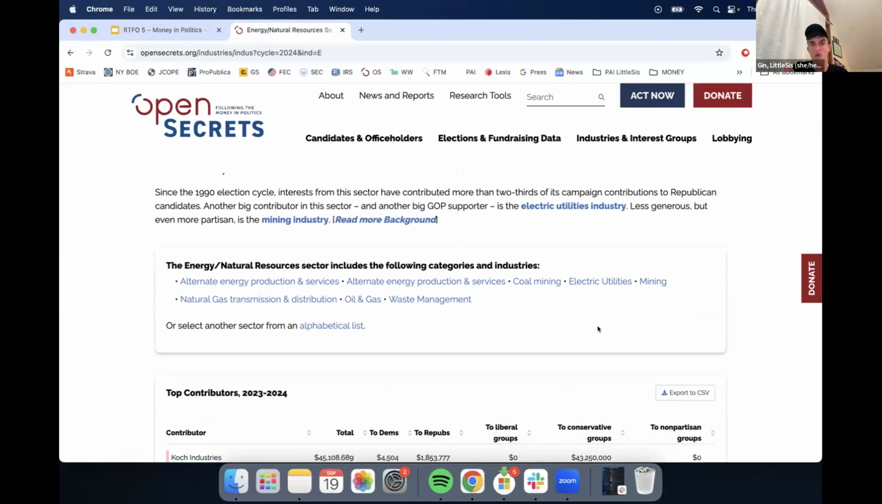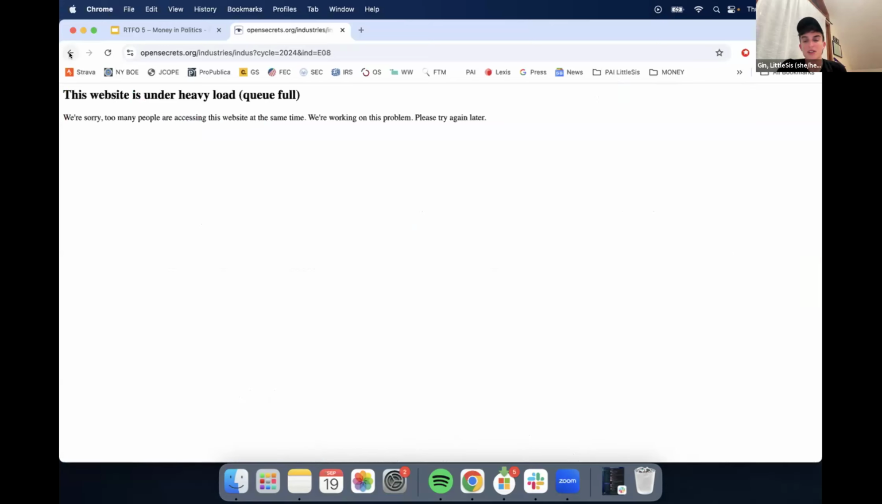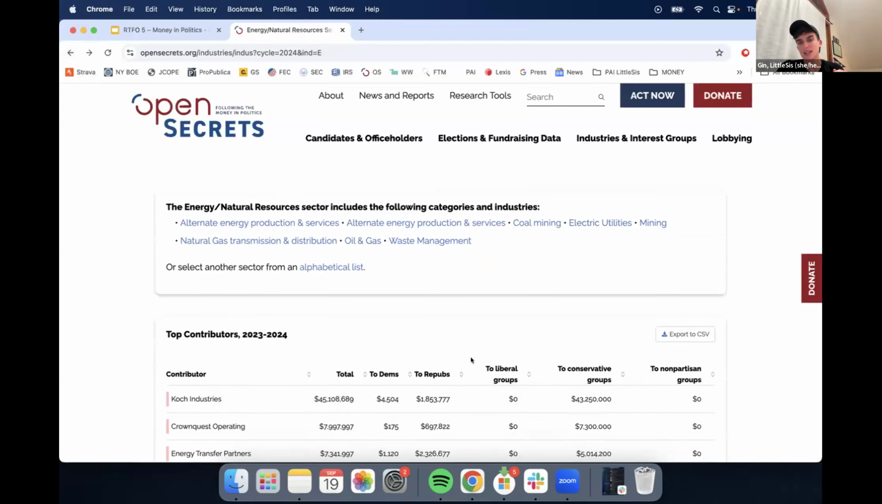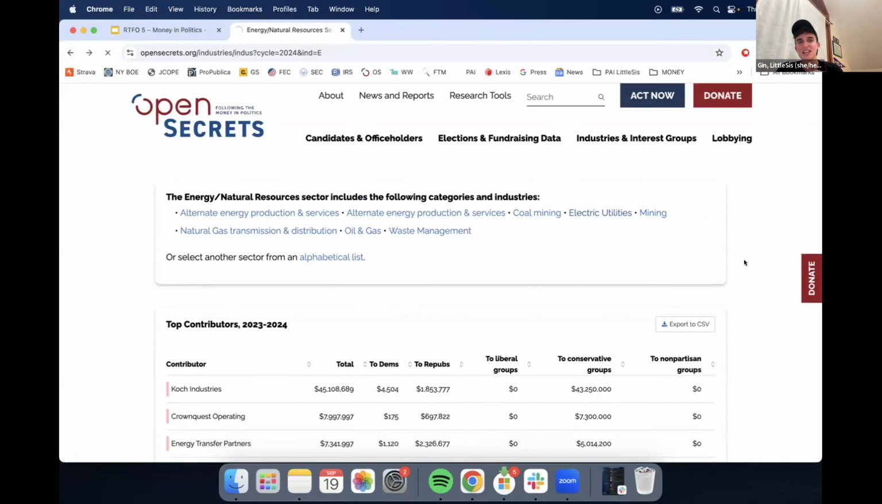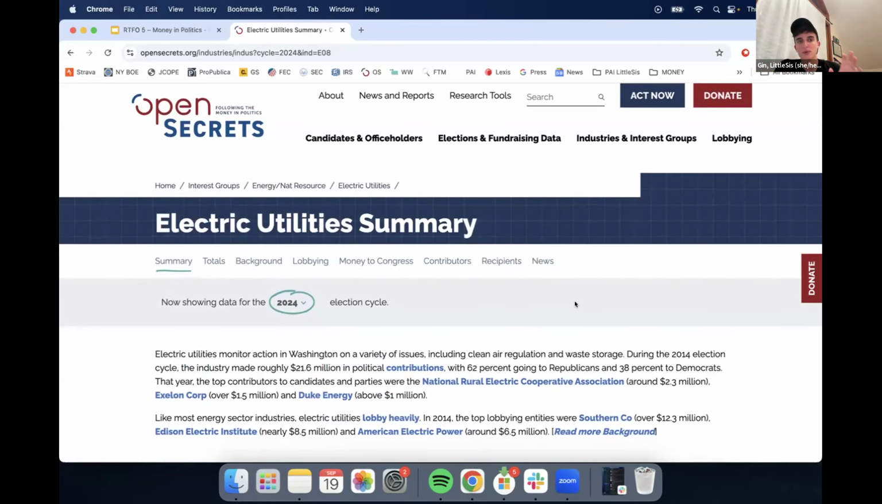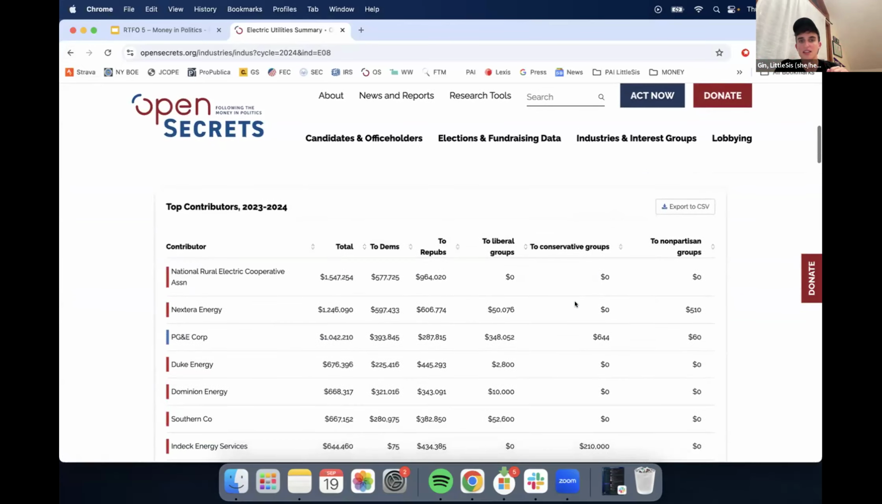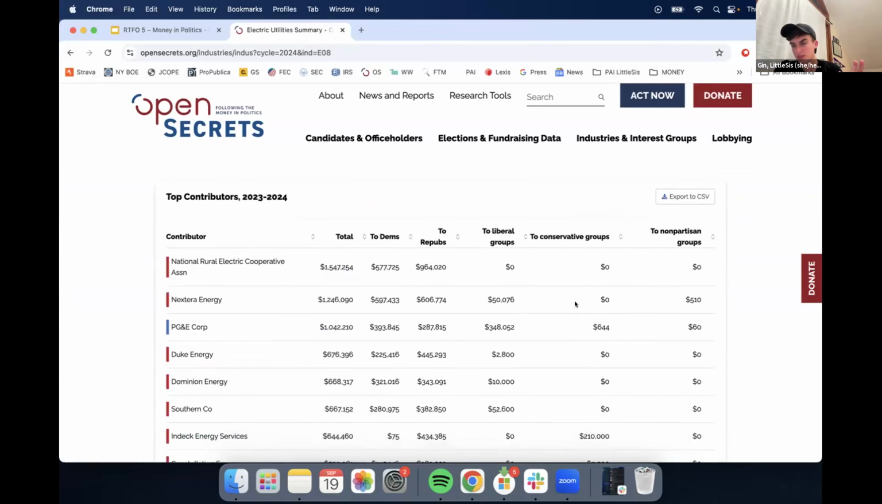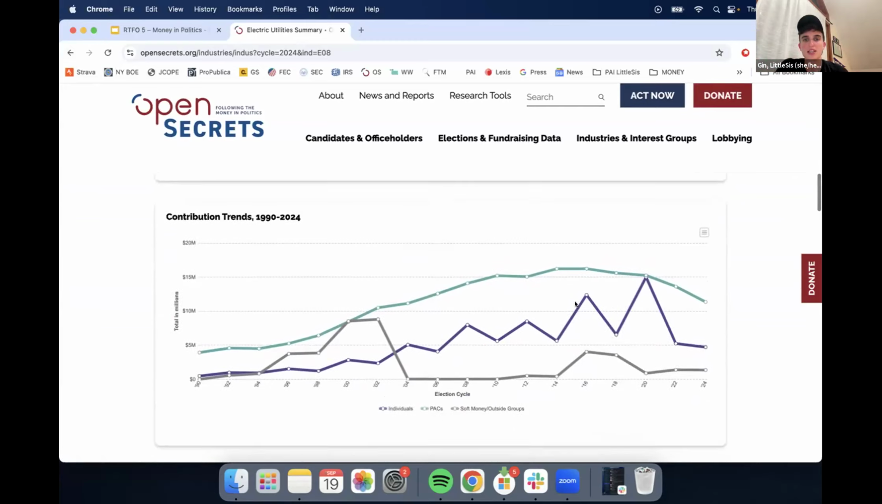So if you want to get a little bit more granular, for instance, we were talking about a few utilities campaigns. If I want to look at this electric utilities category, oh, it looks like you guys are all on this website and Open Secrets cannot handle it. I have never seen that pop up before. But basically you get to this exact same type of thing, but with a little more granular data related to electric utilities, and we can see who the top contributors are within this category, and so on.